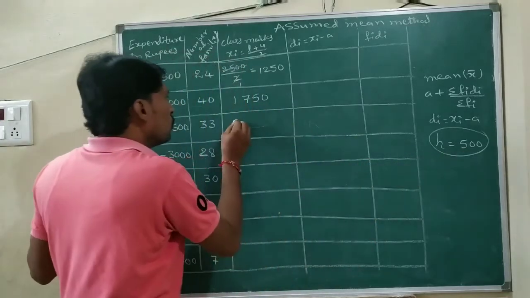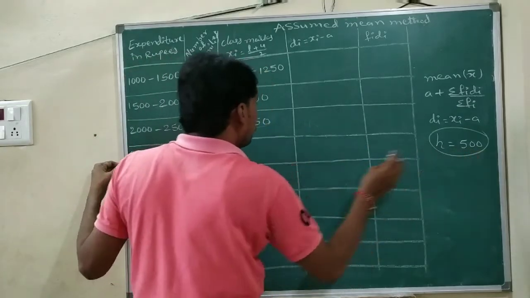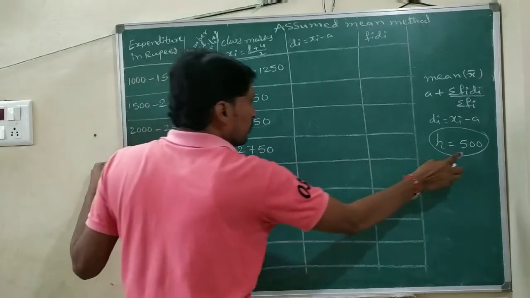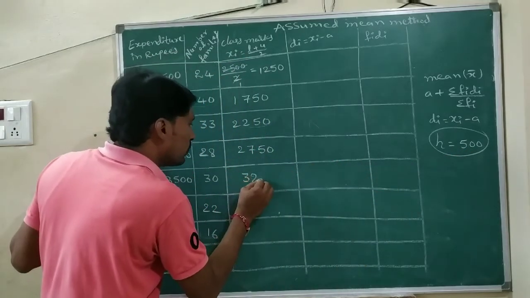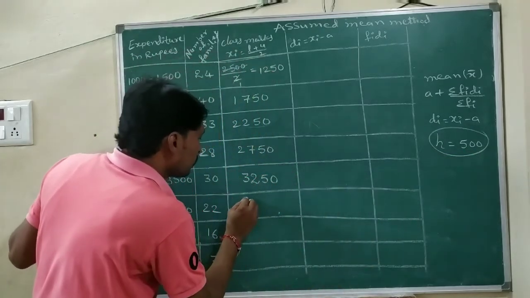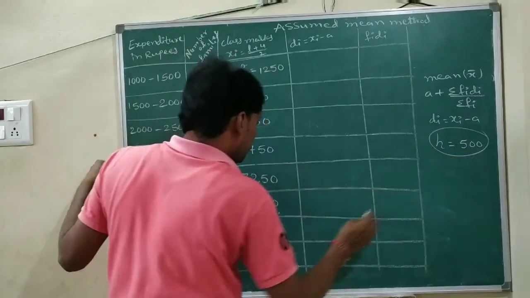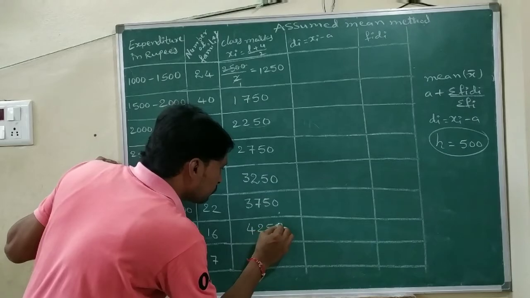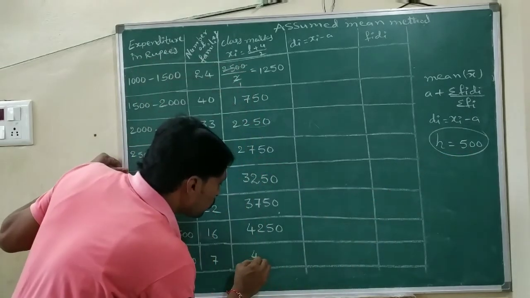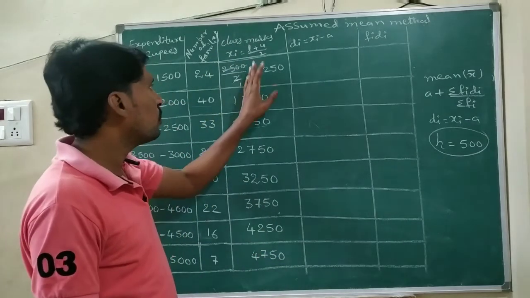1750 plus 500 is 2250. 2250 plus 500 is 2750. 2750 plus 500 is 3250. 3250 plus 500 is 3750. 3750 plus 500 is 4250. 4250 plus 500 is 4750. So now we got the class marks Xi here.